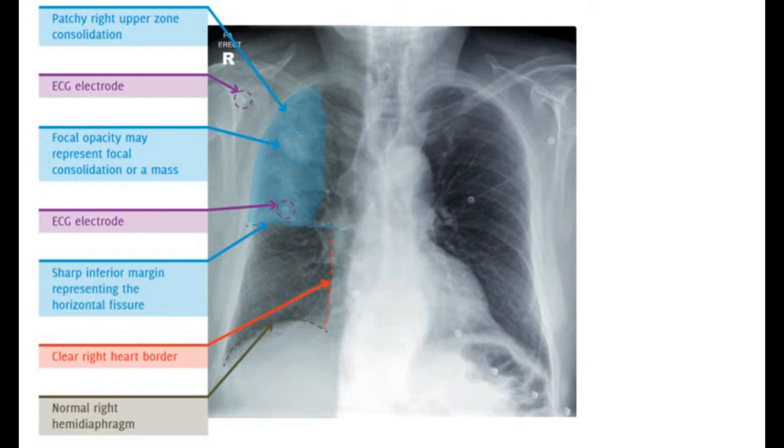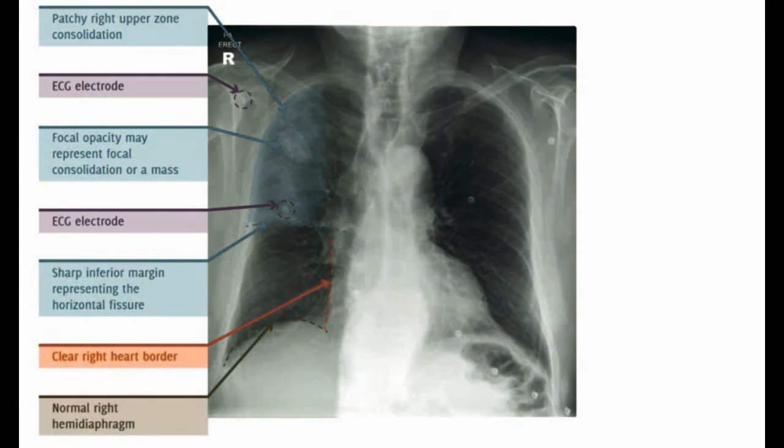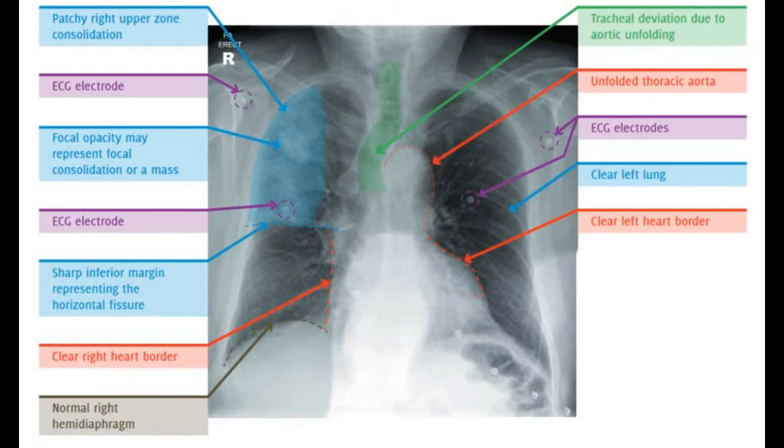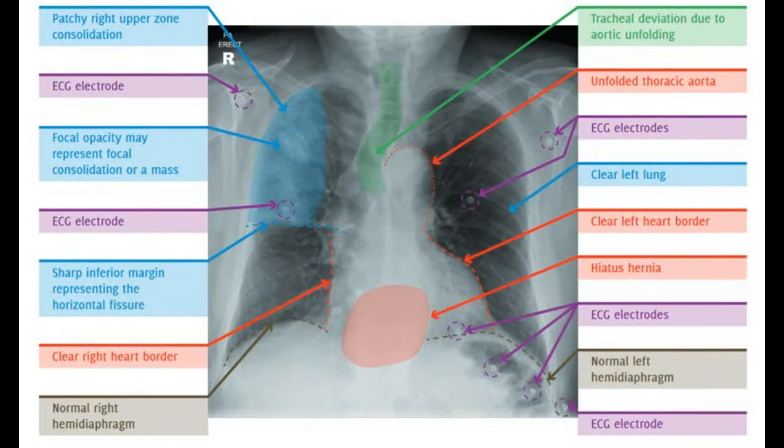The lungs are not hyperinflated. The pleural spaces are clear, with normal pulmonary vascularity. The upper trachea is central. The lower trachea is displaced to the right by the aortic arch. The heart is not enlarged. The heart borders are clear.